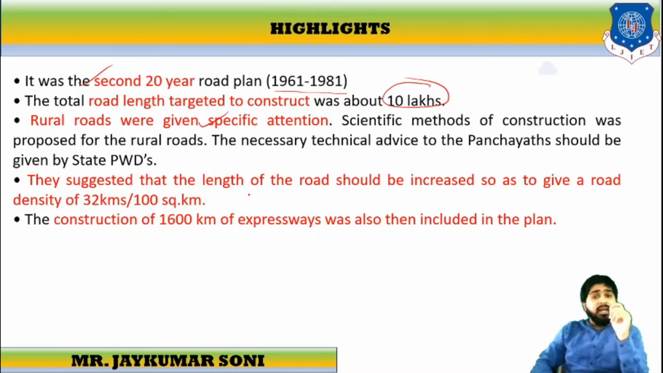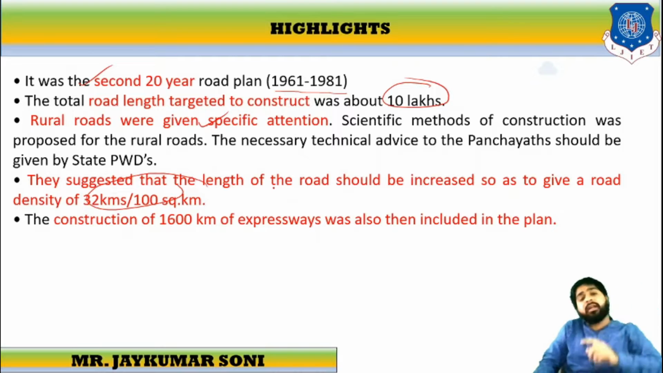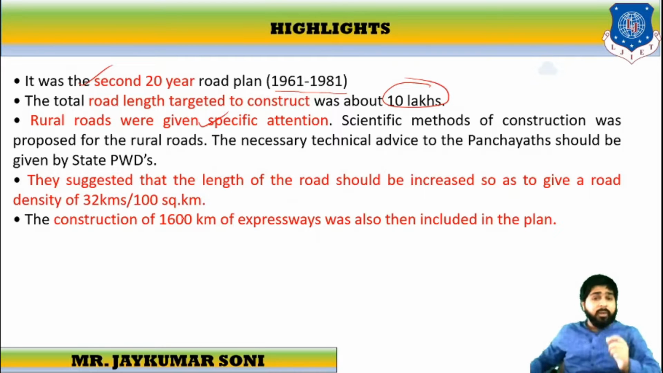They suggested that the length of road should be increased so that it gives a density of 32 kilometers per 100 square kilometers. In the Nagpur Road Plan, it was 16 per 100 square kilometers. Here in the second 20-year plan, it was increased to 32 per 100, so almost double. The construction of 1600 kilometers of expressway was also included in this second 20-year plan.